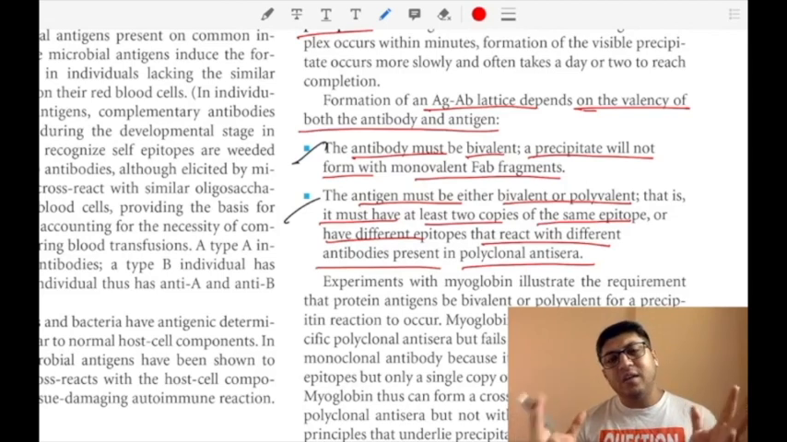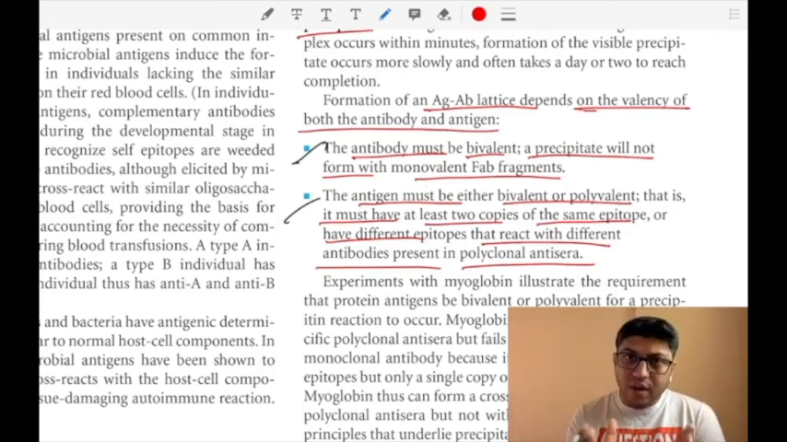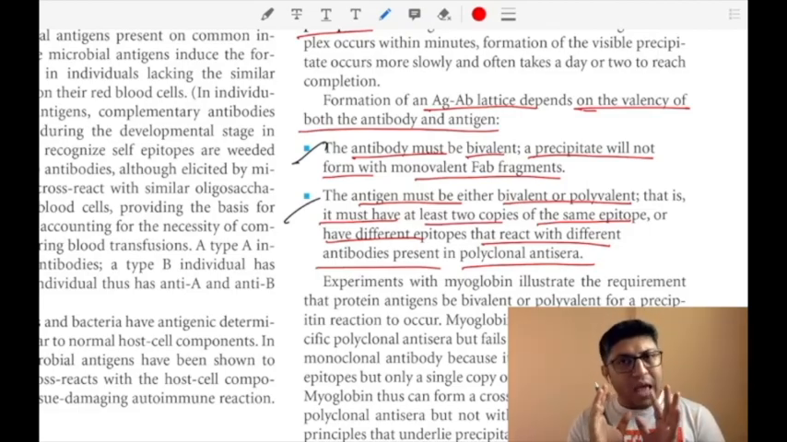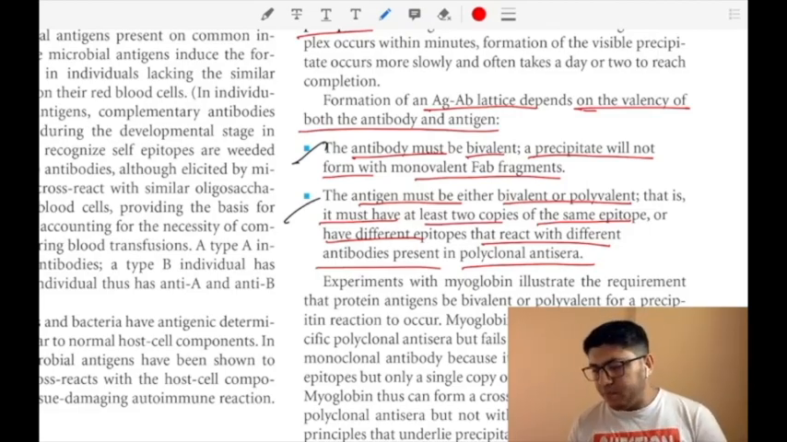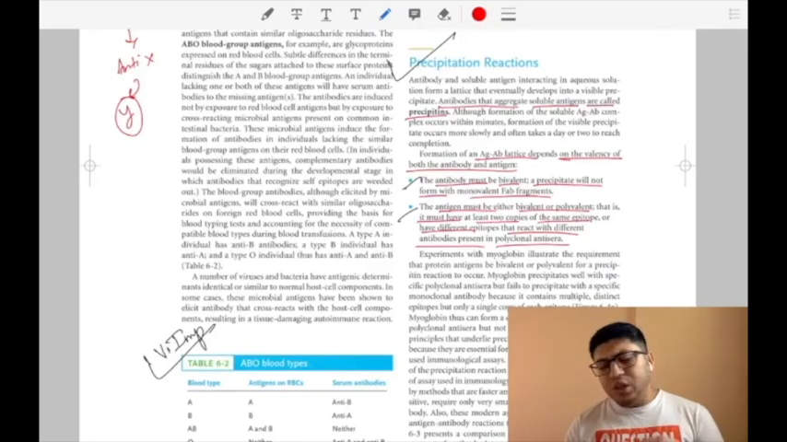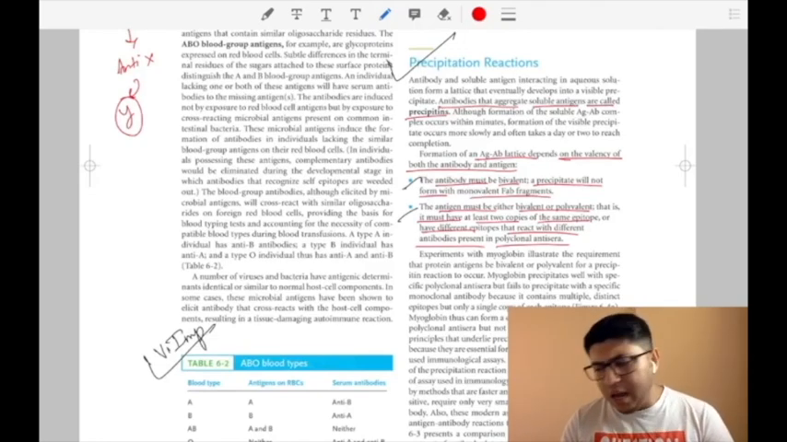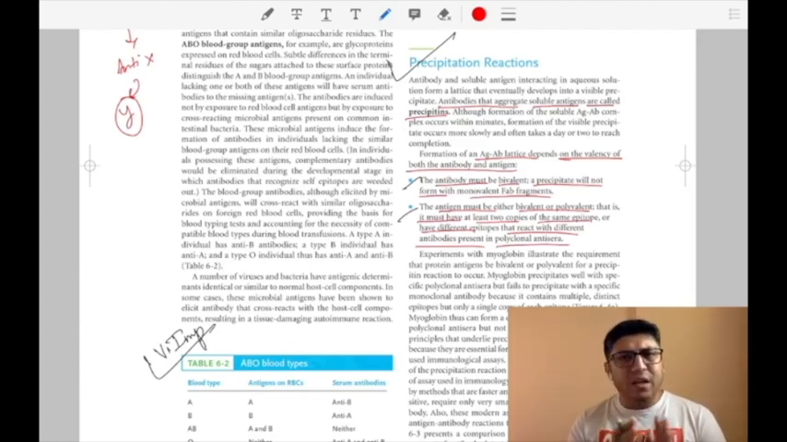And once that antigen antibody molecule is heavy enough, that will be slowly precipitated. That is actually called precipitation. Now this precipitation reaction is definitely taking much more time, but this will form antigen antibody interaction.